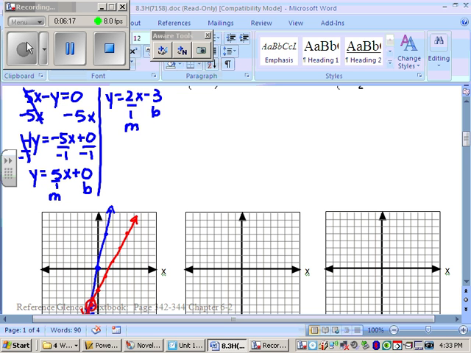So the question is, is that point of intersection negative 1, negative 5, like we found when we used the substitution method? And in fact, it is. So we have just proven that our solution was correct using the substitution method by graphing the lines. Let's now take a look at a second example.